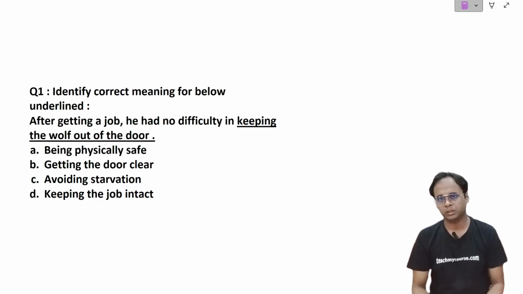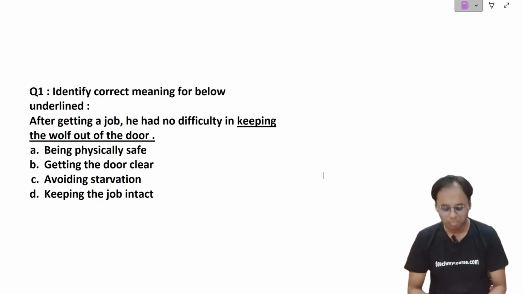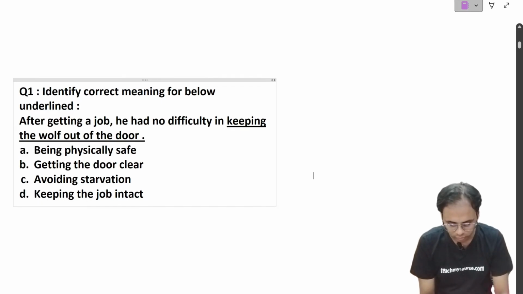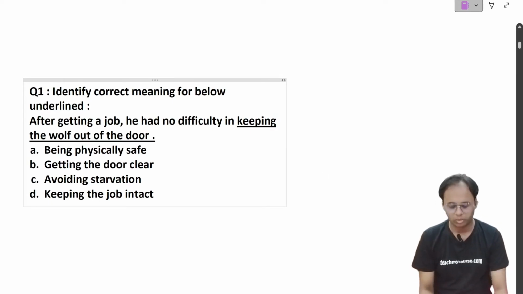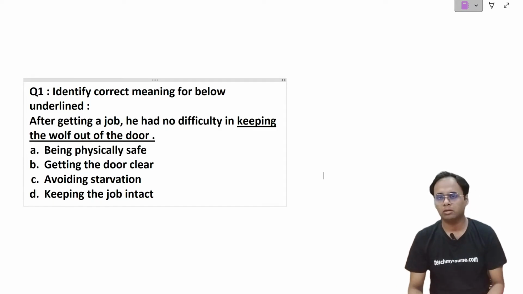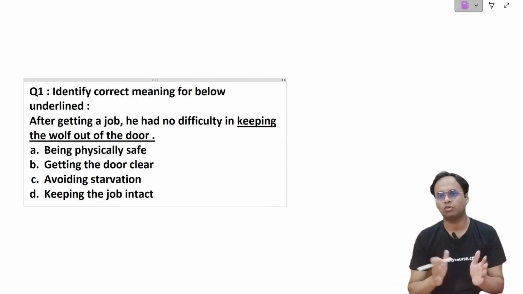Second scenario, that you don't know the meaning of this idiom, then how to go about it? You see, the question is, after getting a job he had no difficulty in keeping the wolf out of the door. Okay, so after getting a job, there has to be something the job had helped this person in some way, that he is keeping the wolf out of the door.